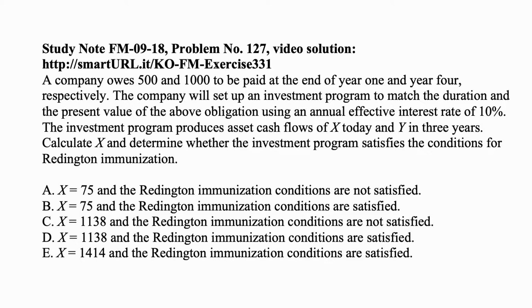Here's a problem for today for exam FM on financial mathematics. A company owes $500 and $1,000 to be paid at the end of year 1 and year 4 respectively. The company will set up an investment program to match the duration and the present value of the above obligation using an annual effective interest rate of 10%. The investment program produces asset cash flows of X today and Y in 3 years. Calculate X and determine whether the investment program satisfies the conditions for Redington immunization.